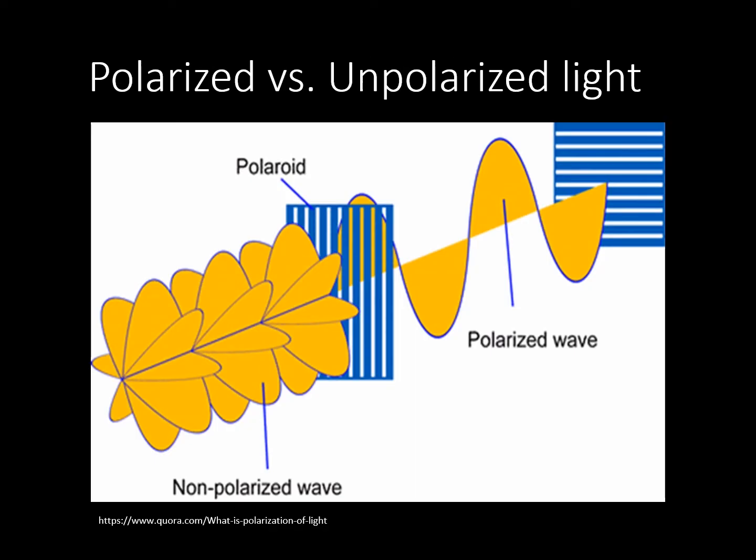All right, so just going back, polarized light versus unpolarized light. Unpolarized light has waves all around the beam of light, infinitely around, and polarized light only allows it to go in one direction.